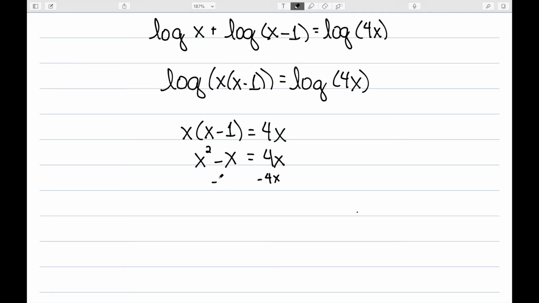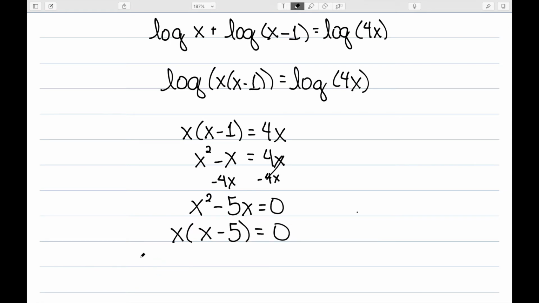I'm going to subtract 4x from both sides. Since I have a quadratic, I want to get everything on the same side. That gives me x squared minus 5x equal to 0. Factoring out an x, I have x times x minus 5. So that tells me x is equal to 0 or x minus 5 is equal to 0, or x is equal to 5. Once again, we need to check these.